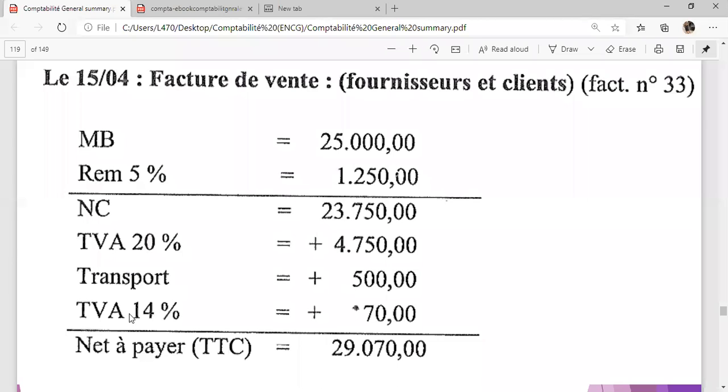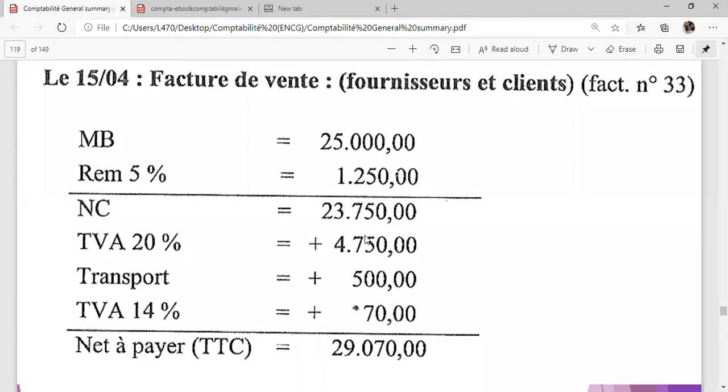Then TVA is an addition onto an actual price we are supposed to pay. So here we were given 14% of 500, which is 70. So you're going to have three things here. You have the TVA normal, which is 4,750. We have the transport, which is 500. And lastly, we have the TVA at 14%, which is 70.